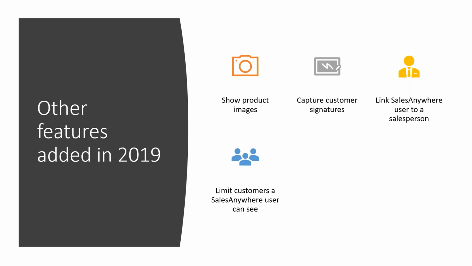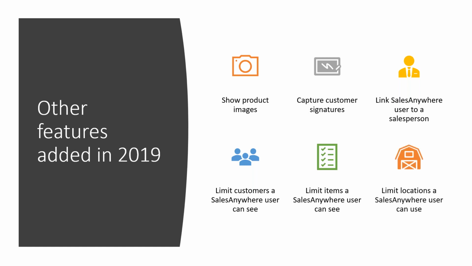And then you can limit the customers a Sales Anywhere user can see. For example, I'm a salesperson and I'm assigned a group of customers. So in Sales Anywhere, I do not need to see other customers. I should not be able to see the entire customer list in AR. I should be able to see only my customers. The same thing applies to items as well, IC items. If I, as a salesperson, normally sell only a group of items, I should be able to see just those items in the app.